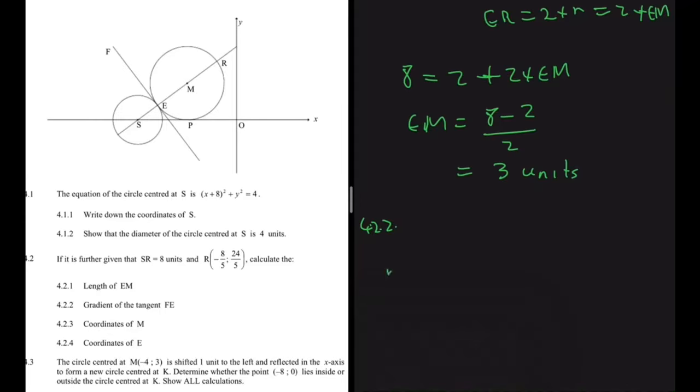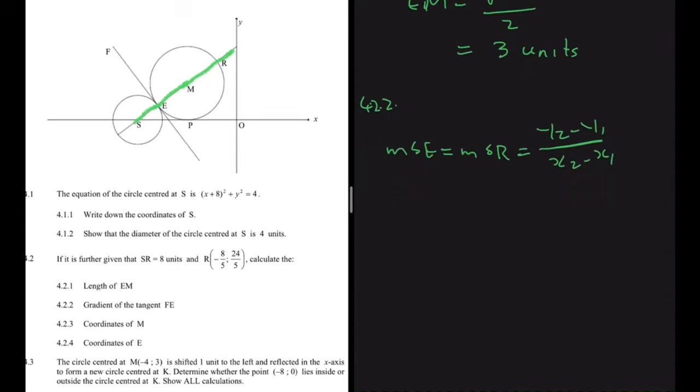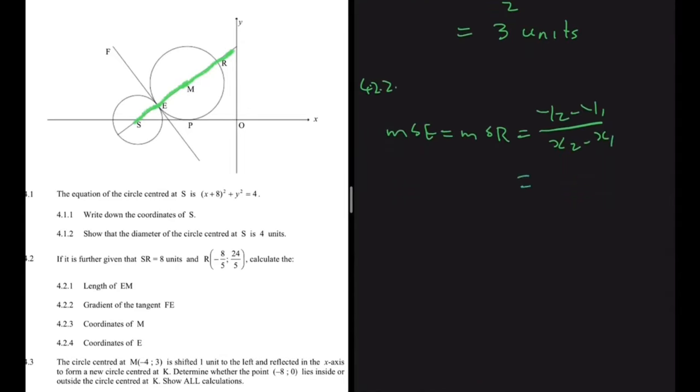So let's find the gradient of SE, since we have coordinates S, right? But wait a minute, we don't have the coordinates of E. So how are we still going to find the gradient of SE? The gradient of SE will also be equal to the gradient of SR, because it is one straight line from S to E to M to R, right? So the gradient on that line is the same. So we can just use SR to find the gradient of SE. So that will be equal to (y2 − y1) divided by (x2 − x1) by definition. So let's take R as our second coordinate, right? We have the coordinates of R here.